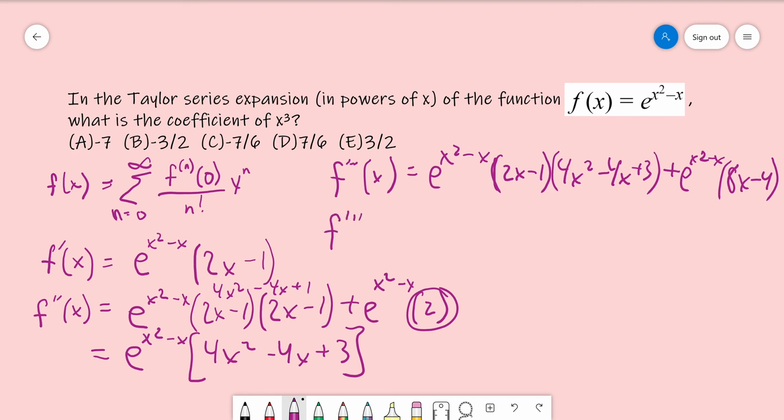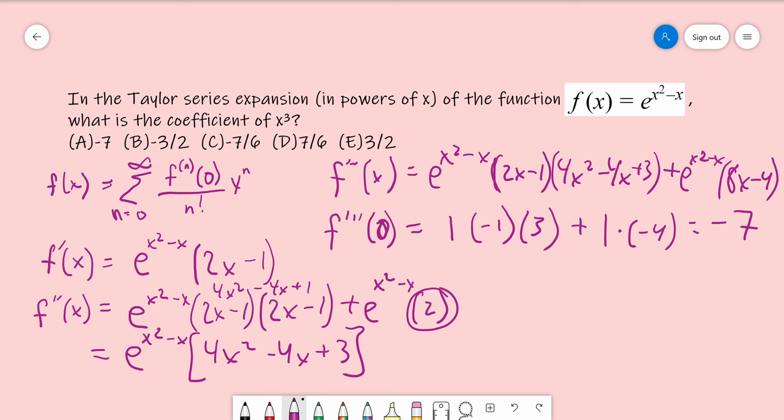I'm just going to plug in 0 to get my f triple prime of 0. So e to the 0 is going to be just 1. And 2 times 0 minus 1, that's going to be negative 1. And 4 times 0 squared minus 4 times 0 plus 3 is just going to be 3. And then we're going to add to that e to the 0, which is 1, times 8 times 0, which is 0, minus 4, which is negative 4. So what do we get? This will be a negative 3, and a negative 4 makes a negative 7.